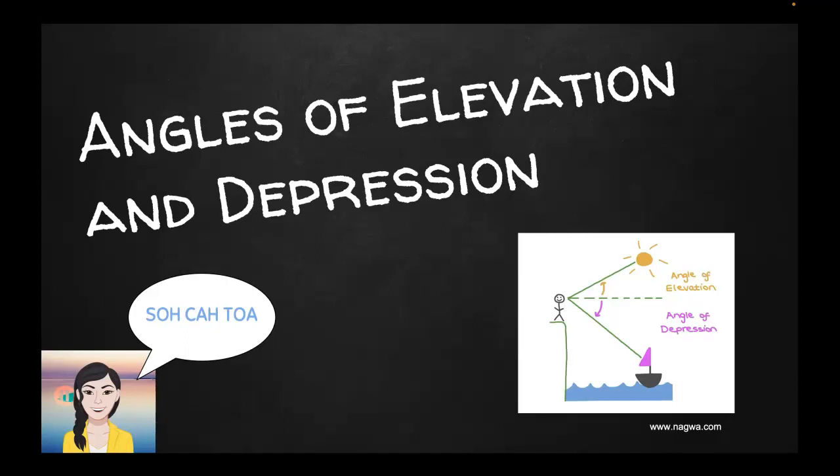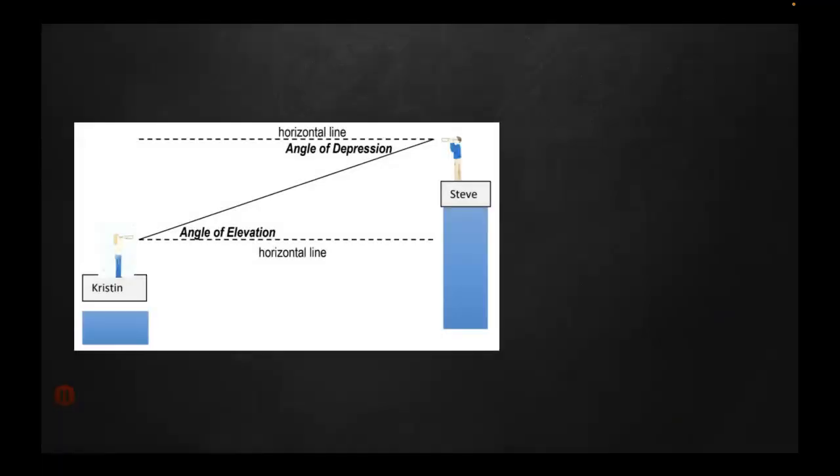Hi everyone, so today we are going to be able to find angles of elevation and depression given trig ratios. So let's look at this picture. Here we have Kristen and Steve, and they are on top of the Willis Tower and on top of the John Hancock Center, and they're looking through telescopes at each other.